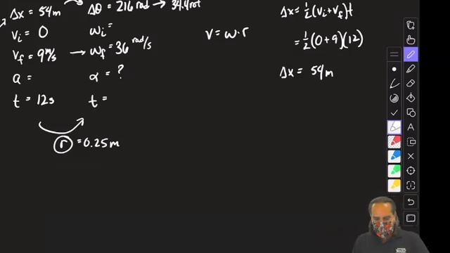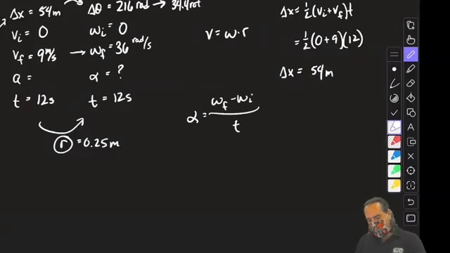One more question mark left, and that's the angular acceleration. So that's still 12 seconds. I think we'll just use alpha equals omega final minus omega initial over T. I think that's the best way to go. And that's going to be 36 minus 0 over 12, or 3 radians per second squared.